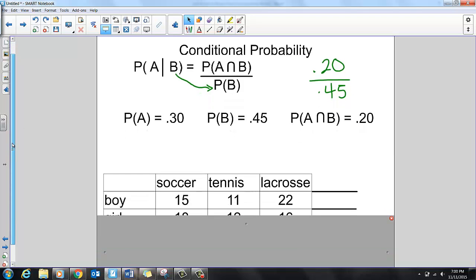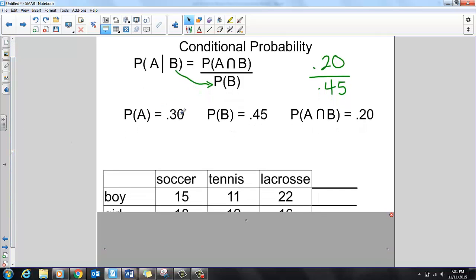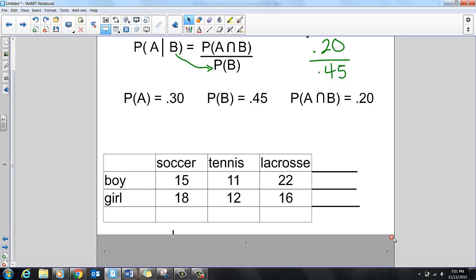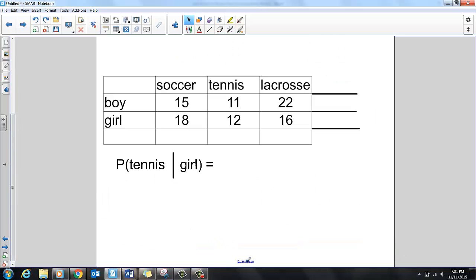Let's use that same table. So hopefully we understand that. If it gives us A, it gives us B, and it gives us A and B, just plug them into the equation. Okay? And that's on our EOC sheet. So that one will be given to us. So let's use the table from before to determine tennis, given that it is a girl.